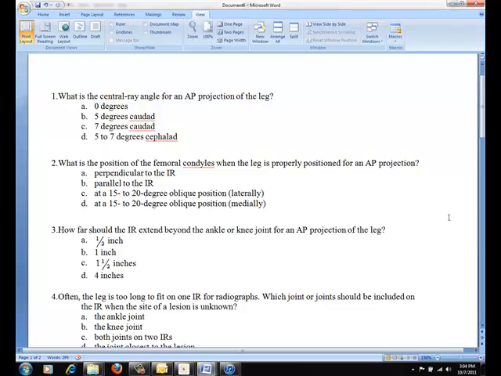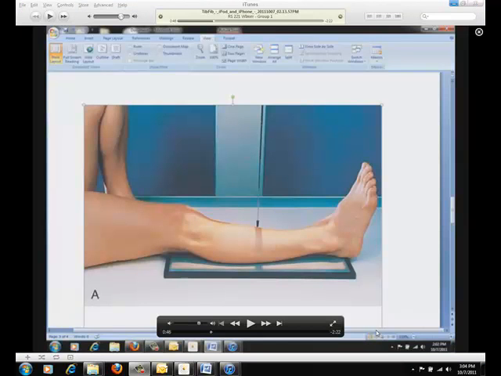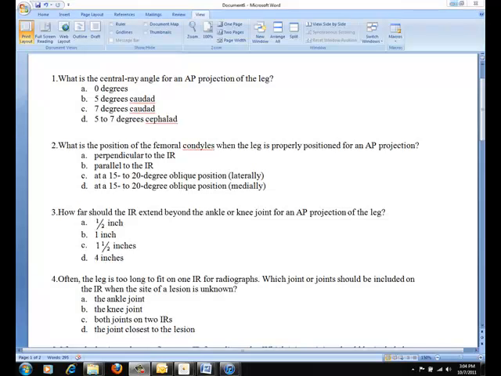Often, the leg is too long to fit on one IR. Which joint or joints should be included on the IR when the site of a lesion is unknown? The ankle joint, the knee joint, both joints on 2 IRs, or the joint closest to the lesion? Let's see what I had to say. When the leg is too long for these allowances and the site of the lesion is unknown, 2 images should always be made. If the lesion is unknown, the leg is imaged with the ankle joint and a... So there you have it. When the site of a lesion is unknown, the ankle joint should be included on the IR.